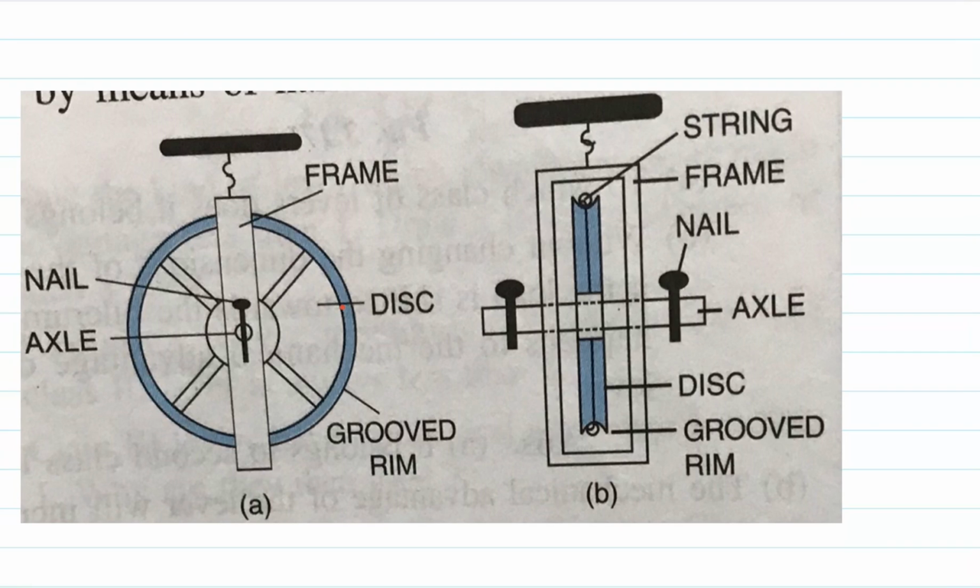The axle is rigidly fixed to the frame by means of two pins. In the diagram you can see that the axle is fixed to the metal frame by means of two metallic pins. The pulleys are used either as a single one or in combination. This diagram shows the disc portion of the pulley. You can see the metal frame, the disc, then the grooved rim which is surrounding the circumference of the disc, and the metal frame is fixed to the axle by means of two pins. And the metal frame is fixed to the rigid support.